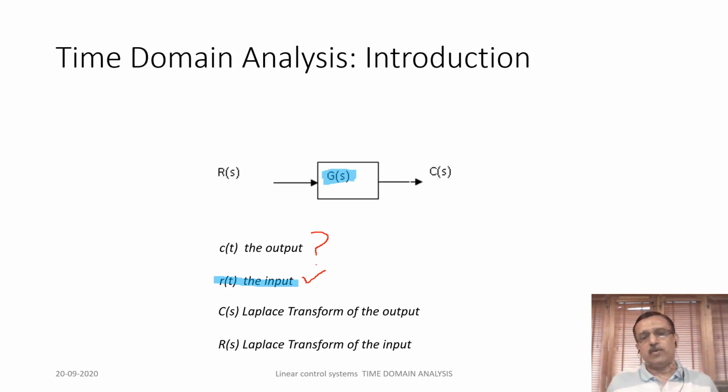pretty straightforward. Say I switch on the water heater. Switch on means suddenly I made the flame 100%. So what will happen to the temperature of the water on your gas stove? The temperature will slowly increase, isn't it?